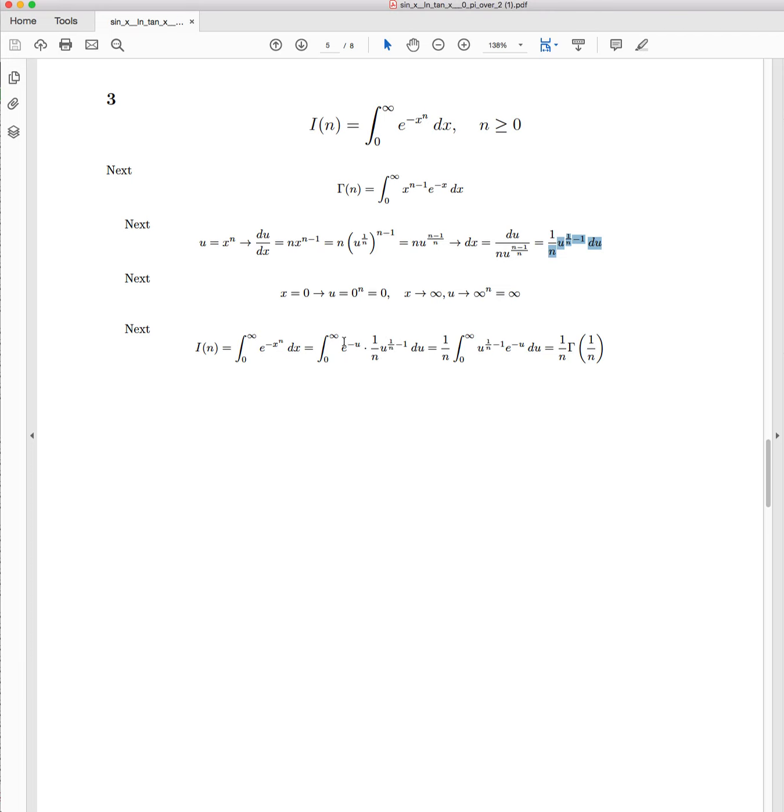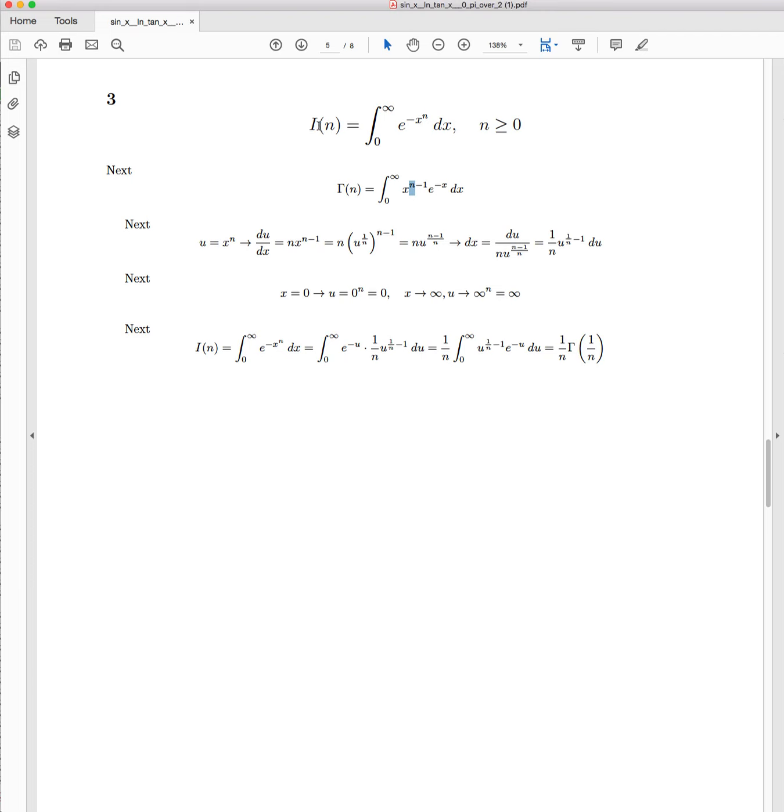1 over n is just a constant, so I'm going to draw that out the front, which is what I have here. The limits, as I forgot to mention, remain unchanged, which we just went through. So we've got the integral from 0 to infinity of u to the power of 1 over n minus 1, e to the negative u du. And we see that with our definition of the gamma function, that's exactly what we have. So in this case, our n value is just equal to 1 over n. So that's just equal to 1 over n gamma of 1 over n.